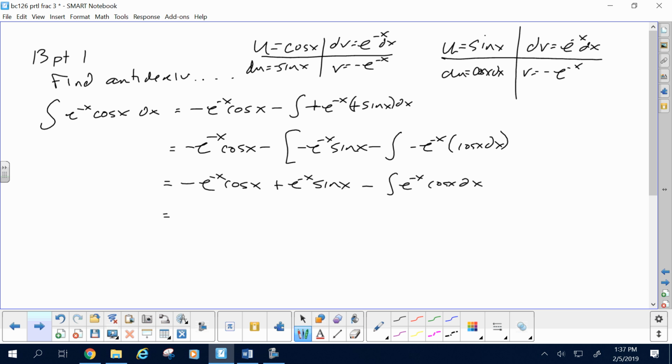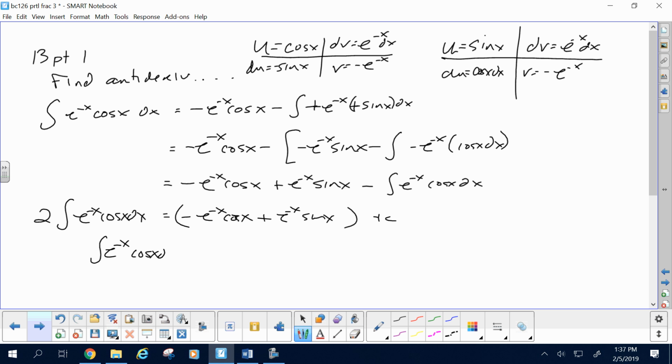When you then combine that with the original problem, 2 times the integral of e to the negative x cosine of x dx equals negative e to the negative x cosine of x plus e to the negative x sine of x. See, so our antiderivative is negative e to the negative x cosine of x plus e to the negative x sine of x all over 2 plus c. Are you down? You cool? Great. Okay, so now let's go to part B.